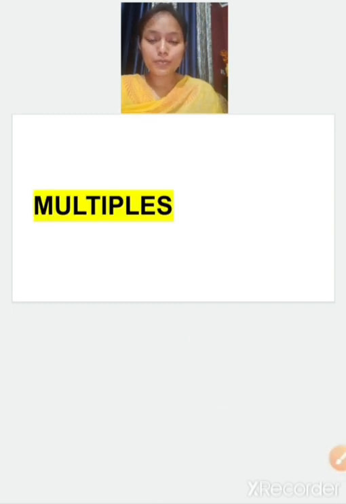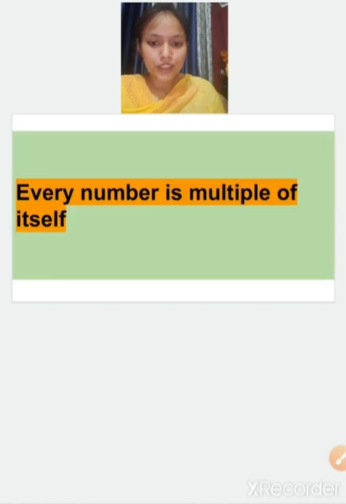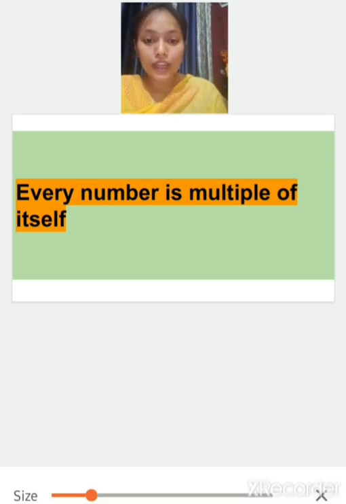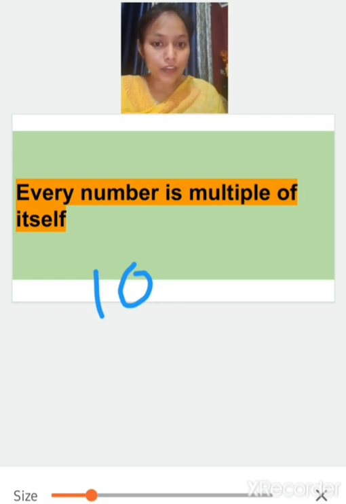So our chapter name is Be My Multiple, I'll Be Your Factor. So what is a multiple? We will study multiples here. Every number is a multiple of itself. The number that comes in the table of a specific number is a multiple of that number. Like in 5's table, any number that is divisible by 5 is a multiple of 5. Like 10 is divisible by 5. Yes, so 10 is a multiple of 5.